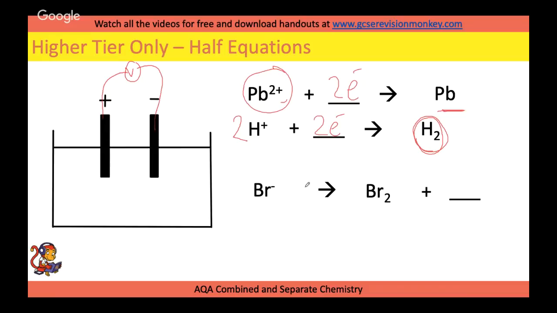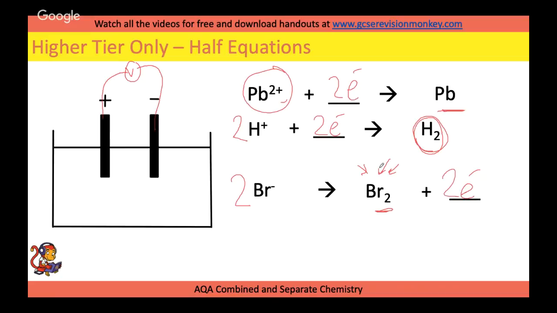You'd have bromide ions turning into a bromine molecule and giving away electrons. So 2 bromide ions because we've got a bromine. Mostly, if it's going away as a gas, it's probably going to be diatomic. O2, N2, H2, they'll all go around in pairs. And because we've got 2 bromide ions, we need to balance it out with 2 electrons.